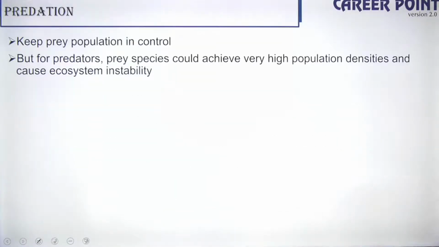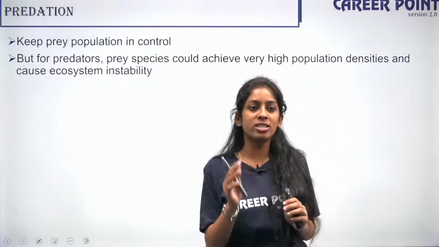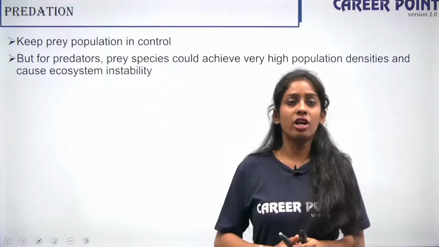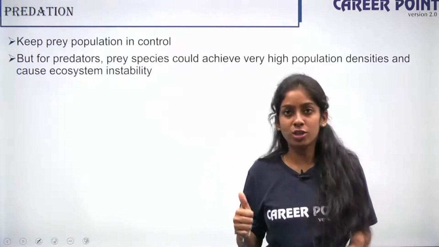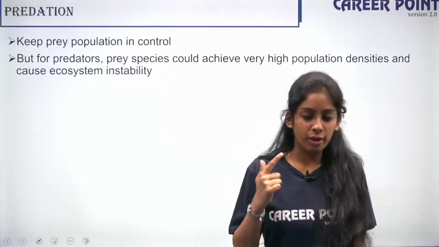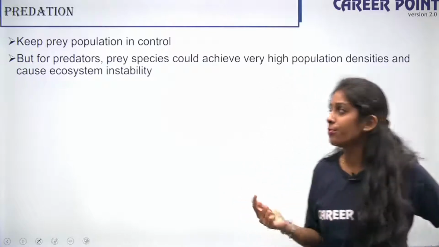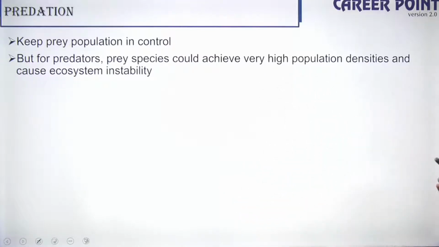So what are the advantages of this type of interaction? When I say predation, what is the advantage of this type of interaction? They keep the prey population in control. If the tiger does not kill the deer, that is nature's way of hunting down food, then the deer population will increase excessively. So predation helps to keep the prey population in control.